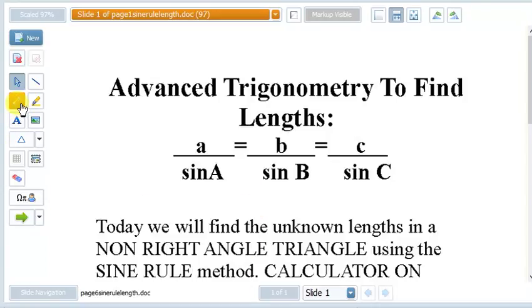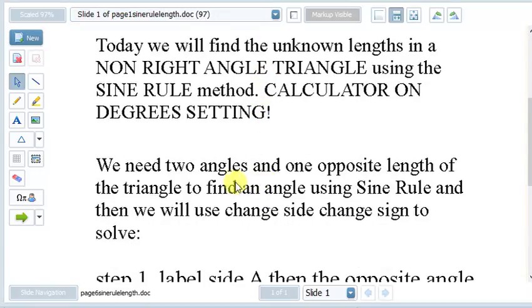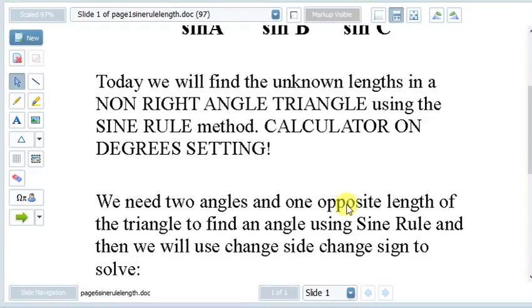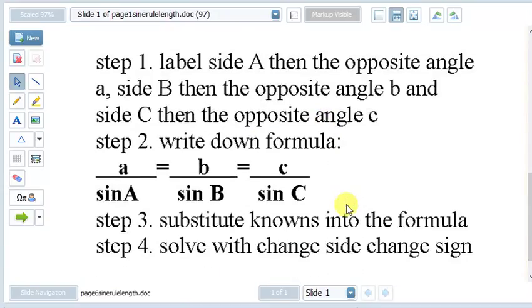So the first thing is, in order to find lengths using the sine rule, what we need is two angles and one of the opposite lengths of one of these angles of the triangle to find a length using the sine rule. Okay, so today I'm going to be doing everything in degrees, so if you could set your calculator to degree setting, we're going to go through how to work out the length using the sine rule.